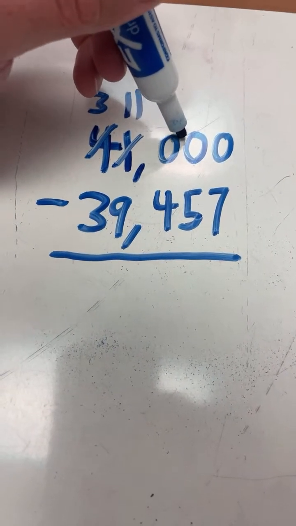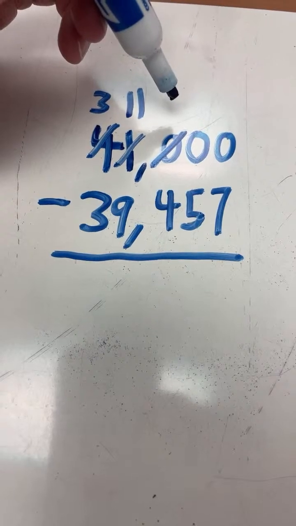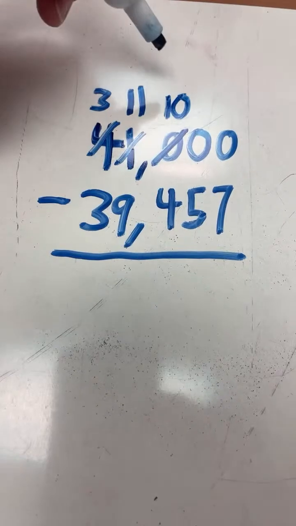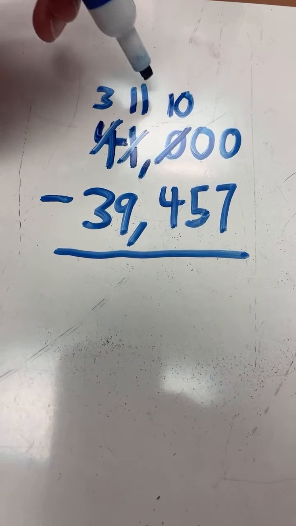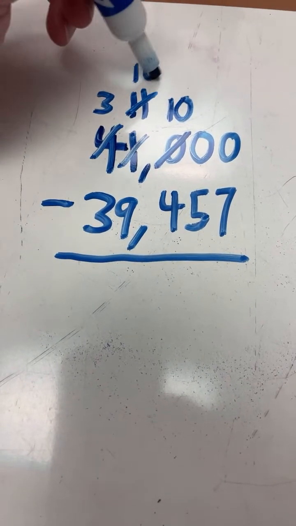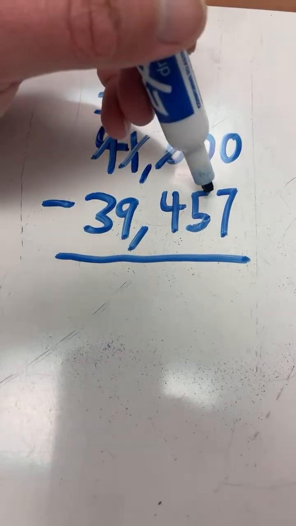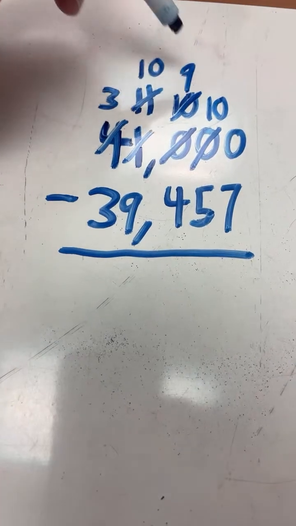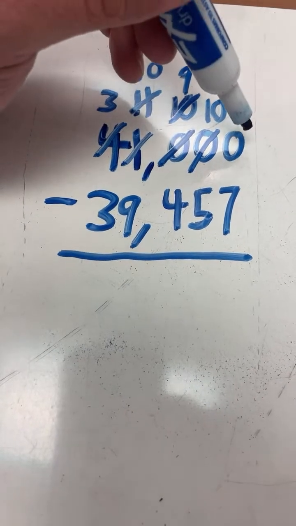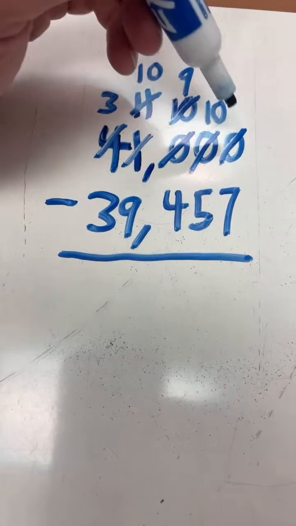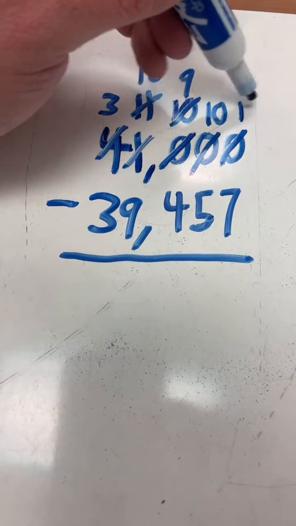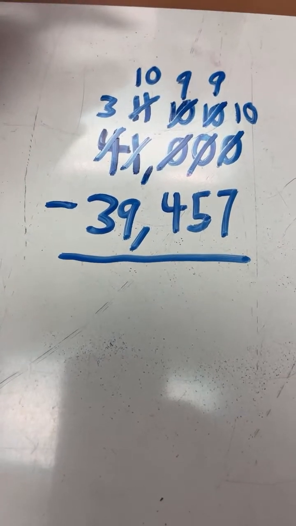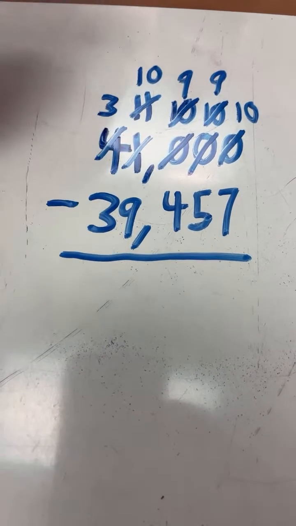You can't start out with 0 and take away 4. So the 0 is going to become a 10. The 11 is also going to become a 10. You can't start out with 0 and take away 5. 0 becomes a 10. The 10 in the hundreds place becomes a 9. You can't start out with 0 and take away 7, so the 0 becomes a 10. And then the 10 in the tens place also becomes a 9. So now we are ready to subtract.